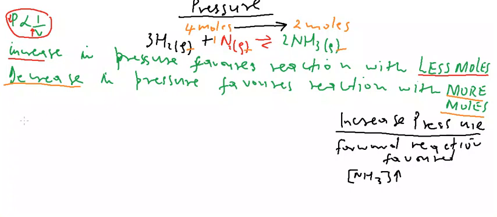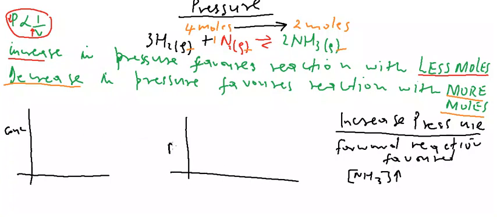Now let's draw the graphs. We have a first graph according to the definition, concentration. Then a second graph according to the definition, rate. Because when we define chemical equilibrium, we define it by concentration and by rate. With concentration we look at each particle, that is hydrogen, then nitrogen gas, then ammonia, that is NH3.